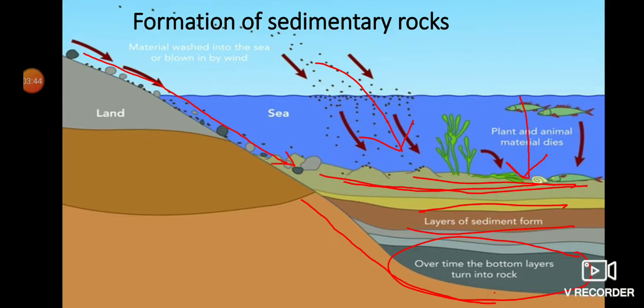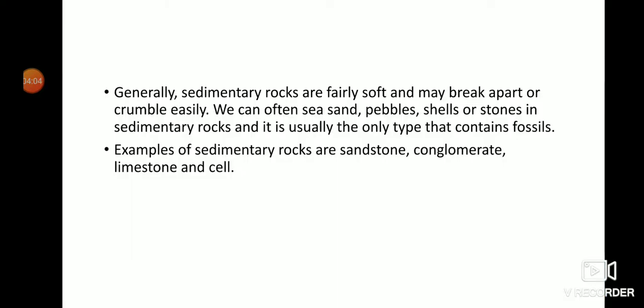Sedimentary rocks are mainly found in still water, lagoon, lake, where the water is still and the particles get the chance to sediment or settle down at the bottom of the water bodies. So generally sedimentary rocks are fairly soft and may break apart or crumble easily. We can often see sand, pebbles, shells or stones in sedimentary rocks, and it is usually the only type that contains fossils.